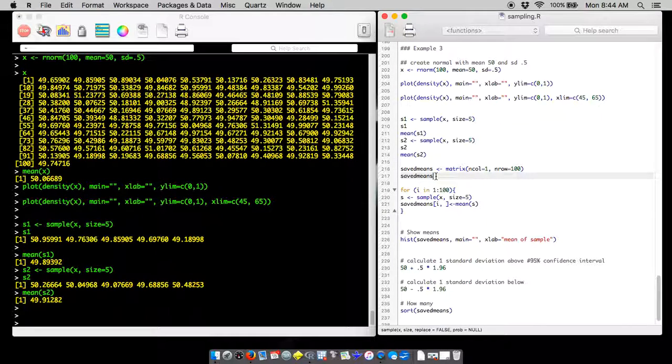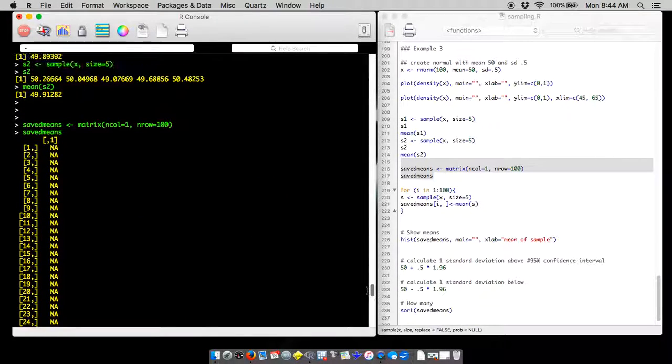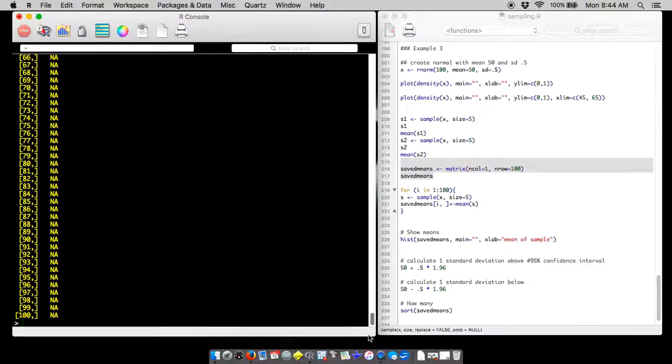So what I want to do is take essentially 100 samples from this population. And what I need to do first is create an object called saved means, and it's going to be a matrix with 1 column and 100 rows. So I'm going to tell R to do that now. And if you look at what this object is, it's just an empty vector, really. So 1 column, all it says is NA, that means there's nothing in the columns, and 100 rows. And I'm going to store means there.